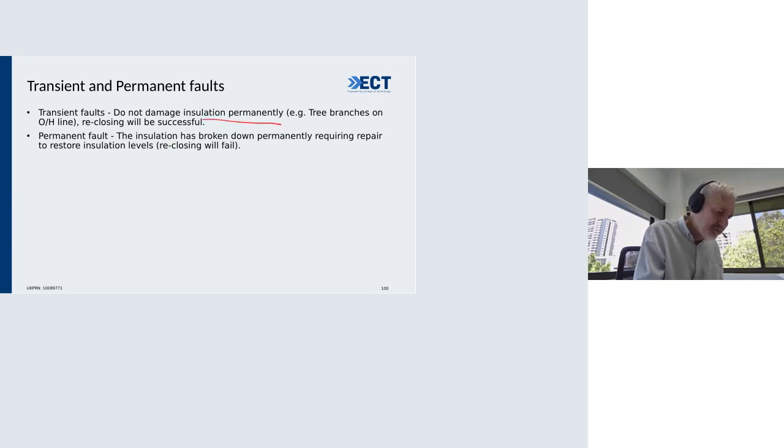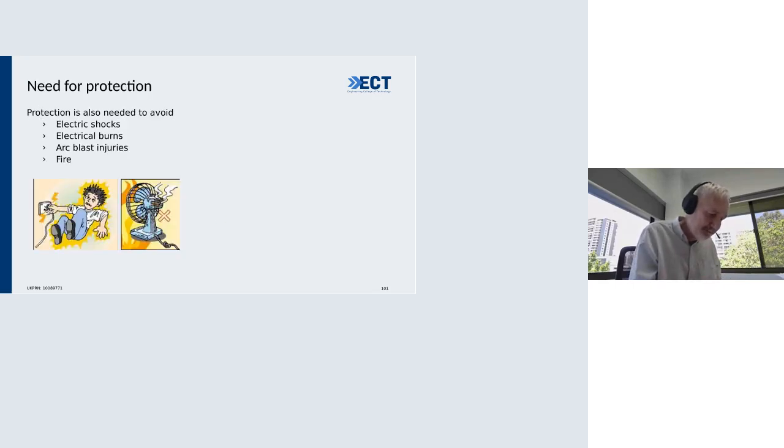Transient faults don't damage the insulation permanently, for example tree branches. A permanent fault is when the insulation of a cable is broken down and you've got a permanent problem. The need for protection is, obviously, to avoid electric shocks, electric burns, arc flash, fire.